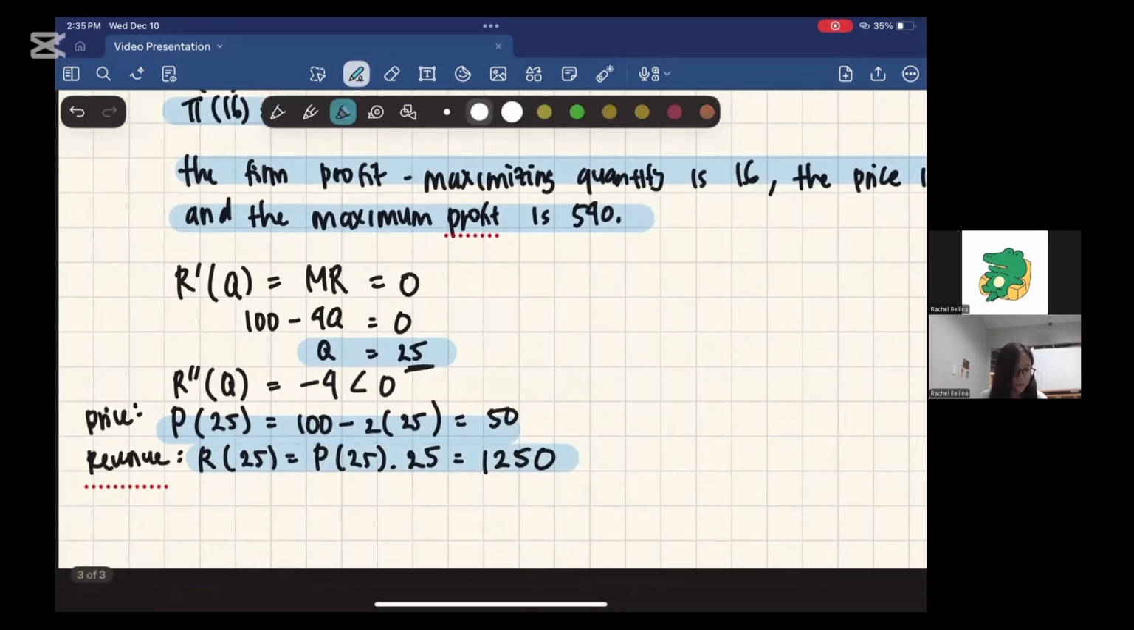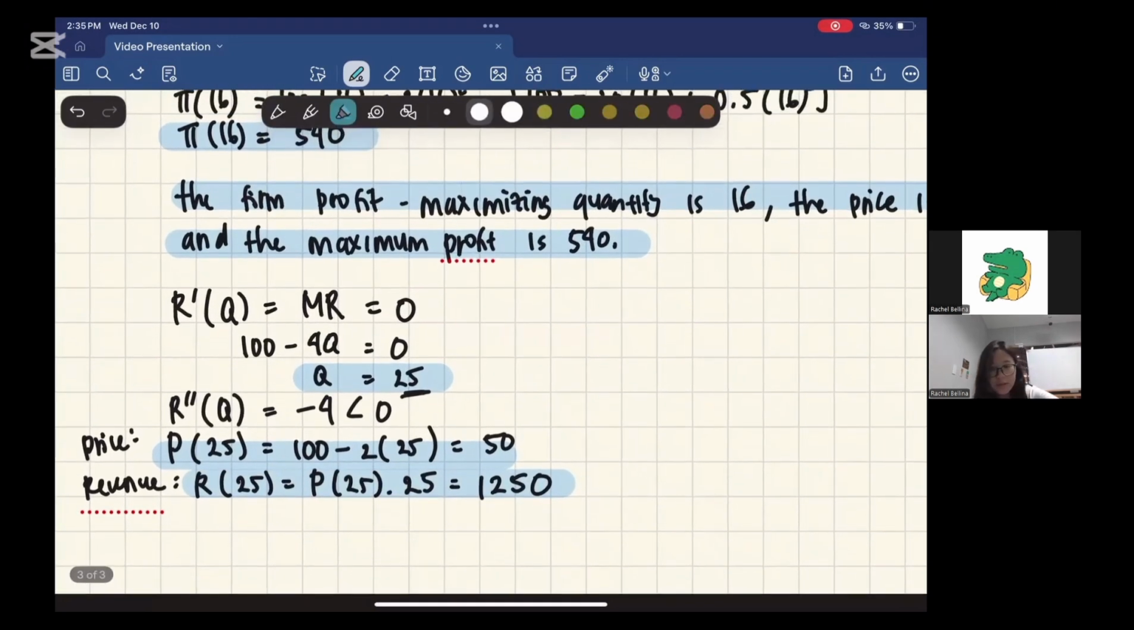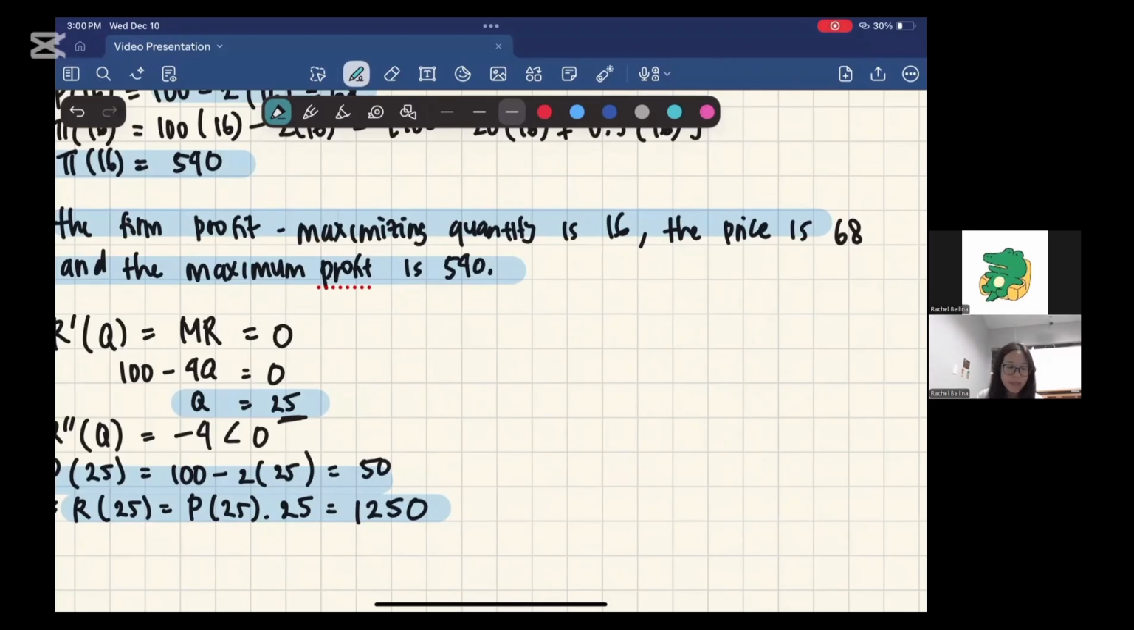That's equal to 1250. So basically, the profit maximizing and revenue maximizing quantities are different because of the firm's objectives, where the profit maximizing firm chooses the output level where marginal revenue equals the marginal cost, ensuring that producing one more unit would no longer add to profit.